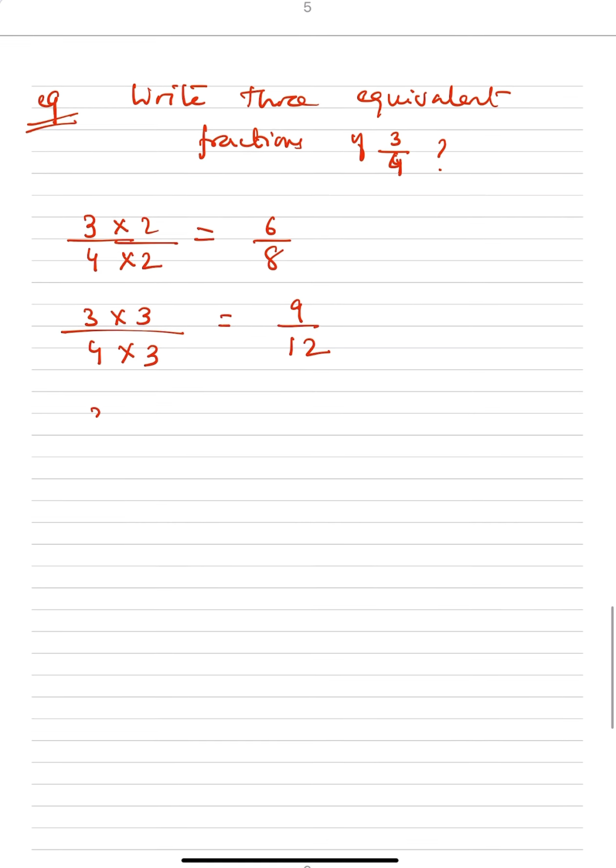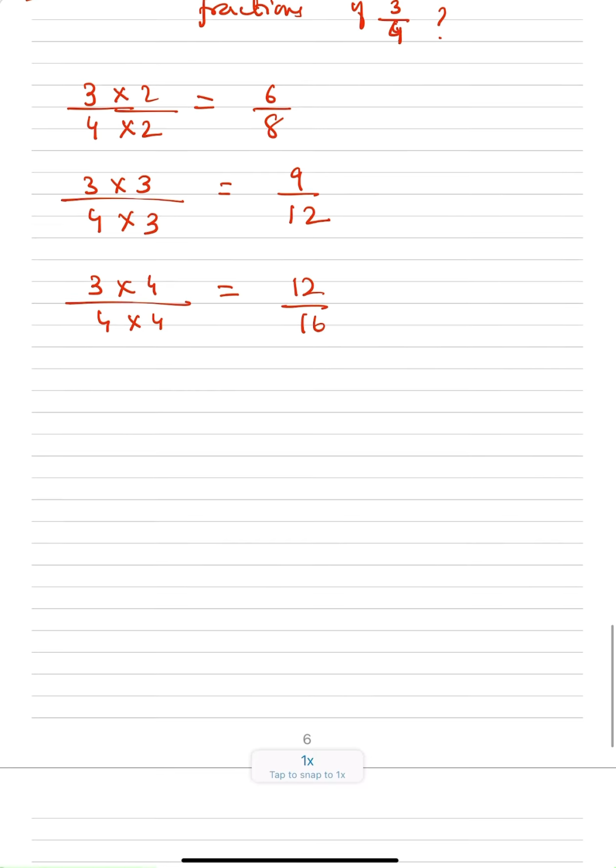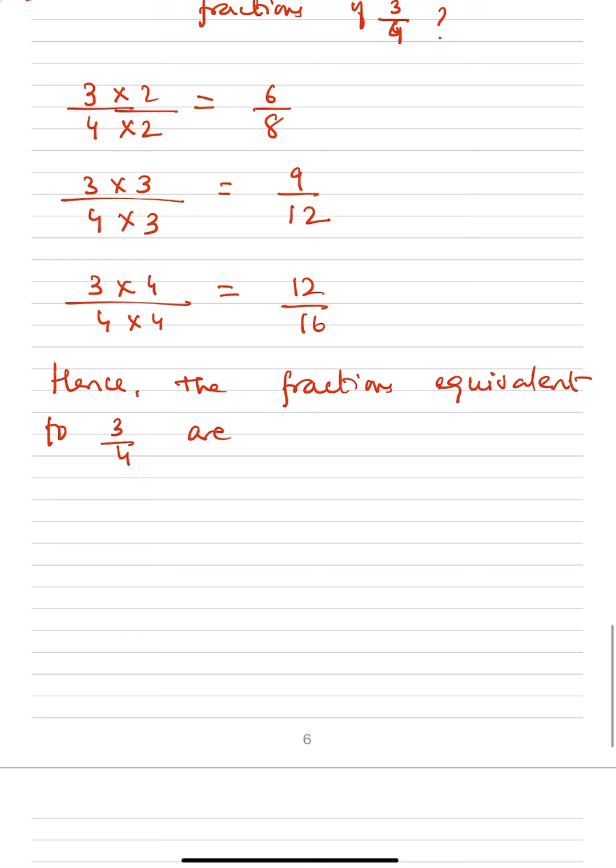We want 3 equivalent fractions. So 3 upon 4, again multiply by 4. We will get 12 upon 16. Hence I will say, hence the fractions equivalent to 3 upon 4 are 6 upon 8, 9 upon 12 and 12 upon 16. These are the fractions which are equivalent to it. Okay. So this way you have to do equivalent fractions.